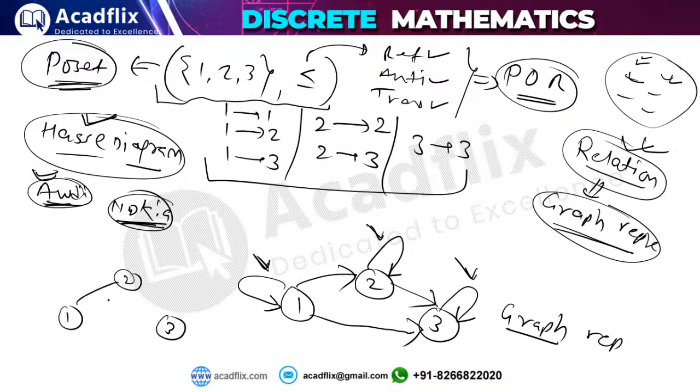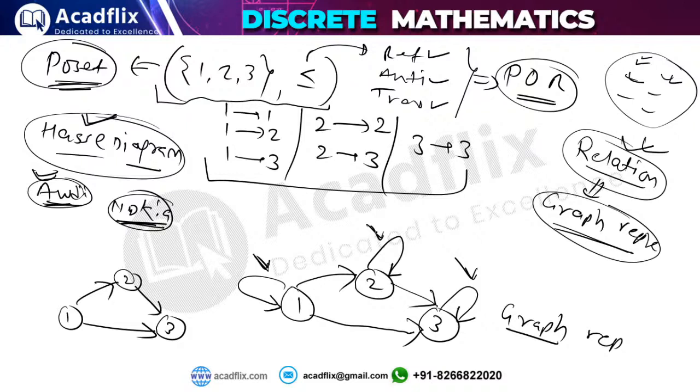Once we remove these self loops, because we know that these are present, we do not need to show them. We already know that every partial order relation has self loops. So we have removed these self loops from the diagram representation. Remember, the self loops are there. 1 is still related to 1, 2 is still related to 2, 3 is still related to 3, but we are not showing them now.